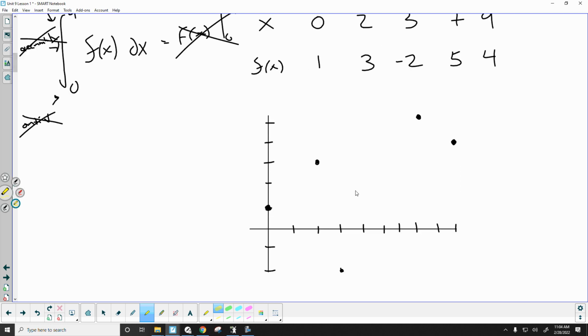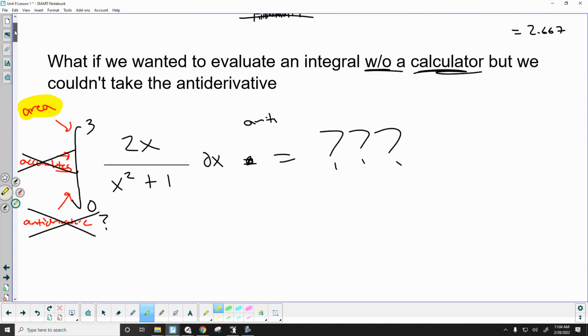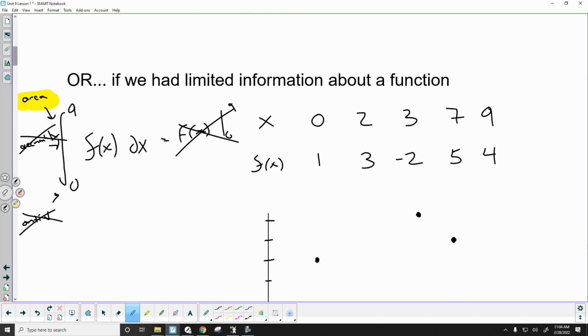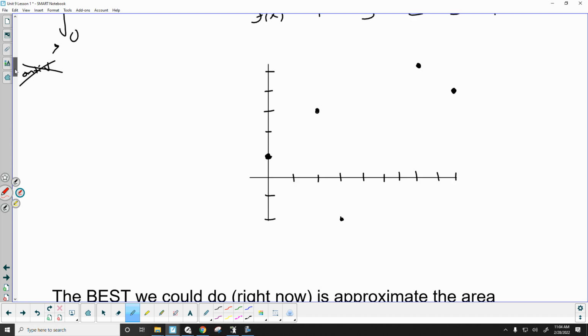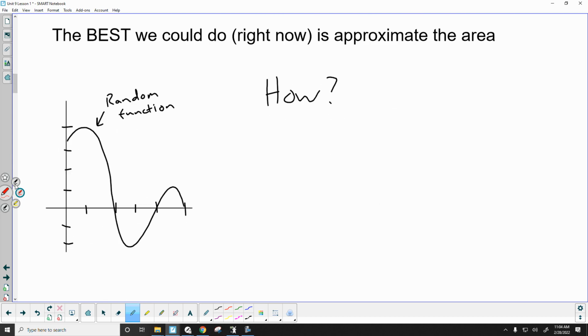So what we are going to do is not get what this is equal to, but we are going to spend today approximating that. We are going to spend today not figuring out what this is equal to, but instead figuring out what it's approximately equal to. How can we approximate areas? For example, this is G, from 0, 1, 2, 3, 4, 5. I want you to approximate the integral from 0 to 5 of G. The question is how?